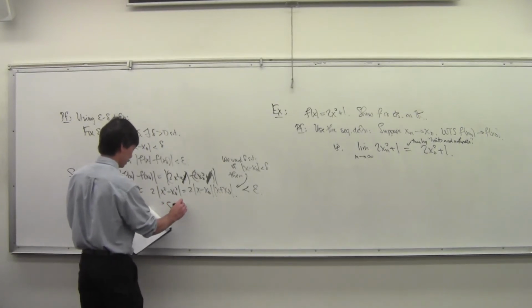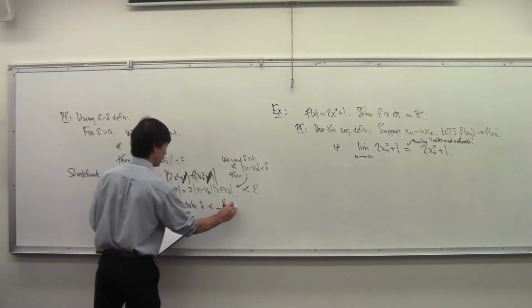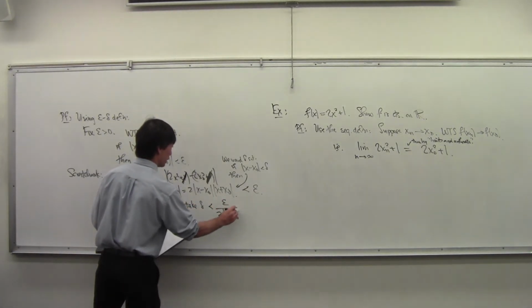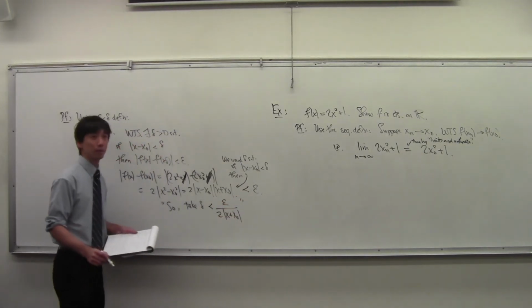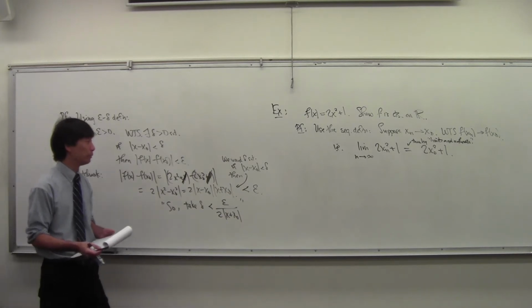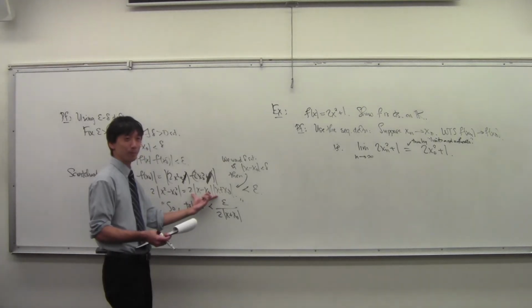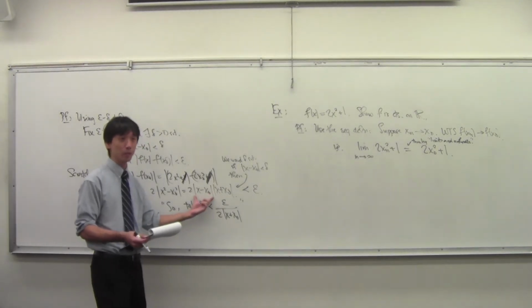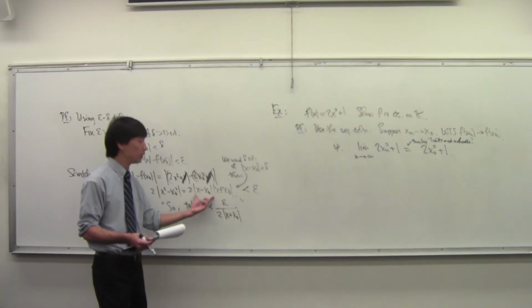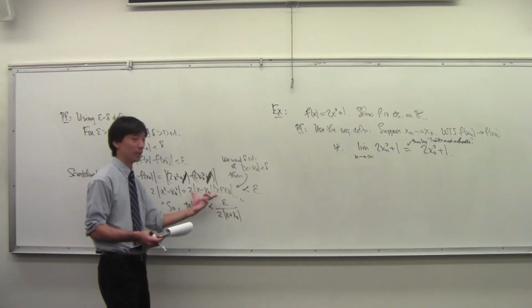So take delta to be smaller than epsilon over 2x plus x naught. Then, if this thing is smaller than epsilon over 2x plus x naught, then this product is going to be smaller than epsilon. It's true, but wrong thinking. Does everybody see that it's true? Yeah. Okay. If this thing is smaller than epsilon over 2x plus x naught, then this product is smaller than epsilon.